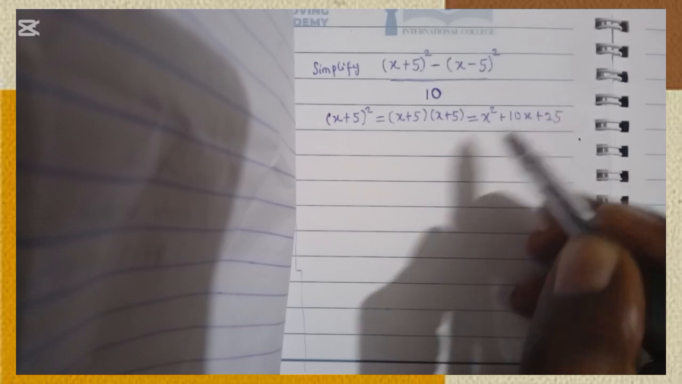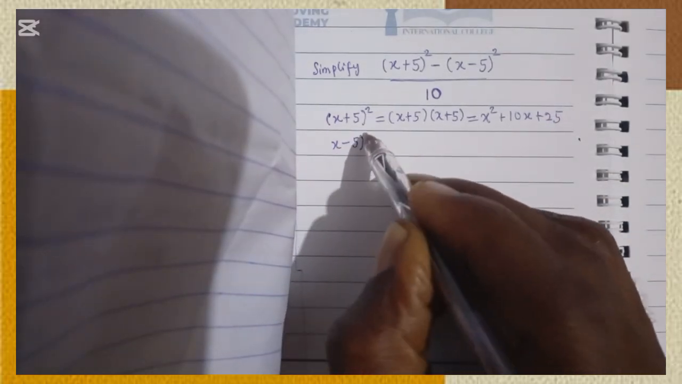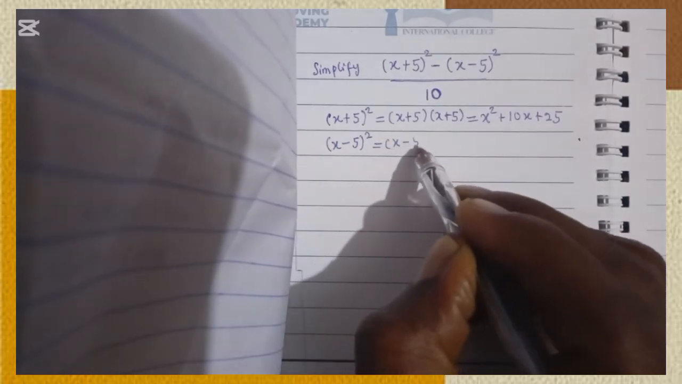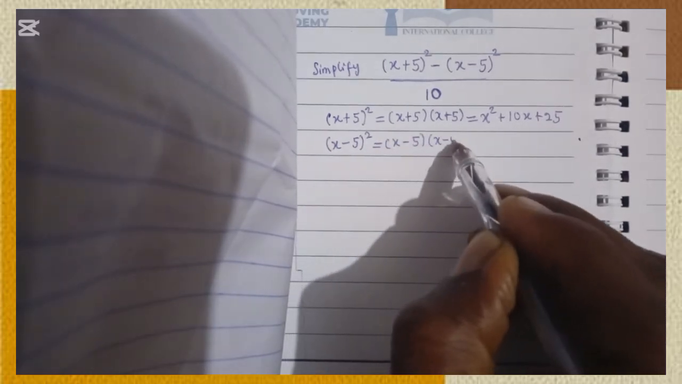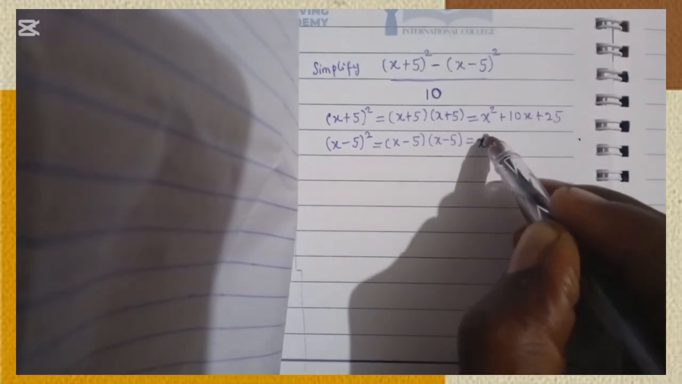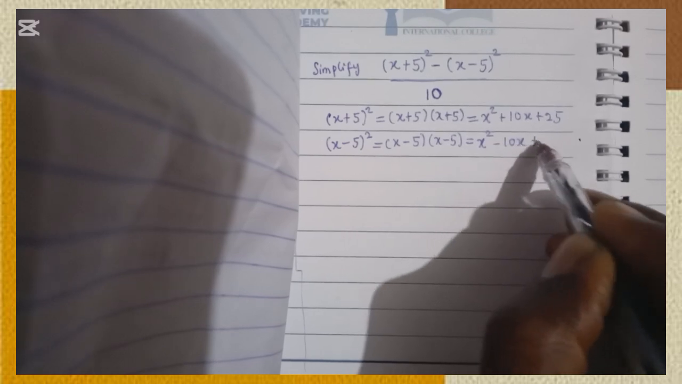All right. Similarly, we have x minus 5 on the numerator. When we expand this, same thing, x minus 5, then x minus 5. When we expand this, very similarly, the only difference would be the sign in the middle. We have x squared minus 10x plus 25.